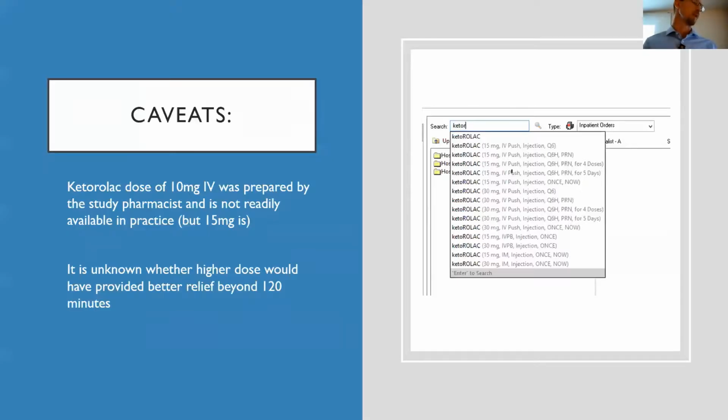Now, here's the problem with that. You can't order 10 milligrams of IV Toradol. That's a little frustrating, but you can't. You can order 15 though. If you pull up Cerner and you order ketorolac, you've got 15, 30, and I think there's like a 60 times 1 order in there, but I'm saying choose 15.